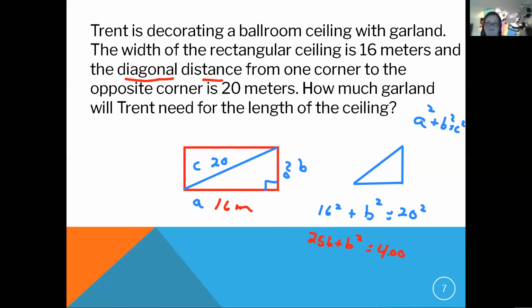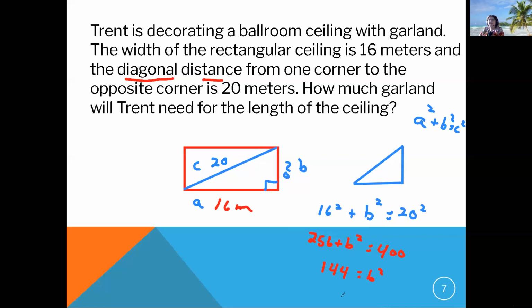And then what do I do with the 400 and 256? Is this an adding one or a subtracting one? Subtracting, because they're on opposite sides of the equal sign. And what's 400 minus 256? 144. Okay, and that's B squared.